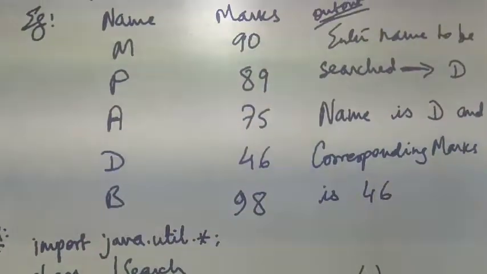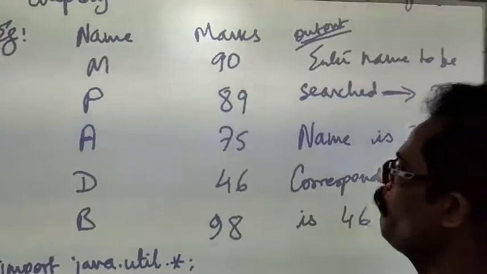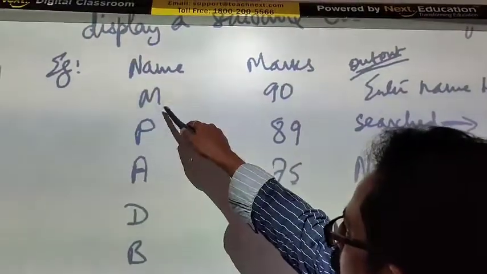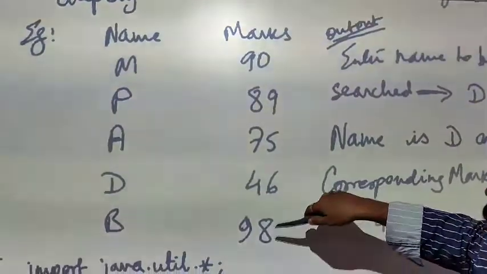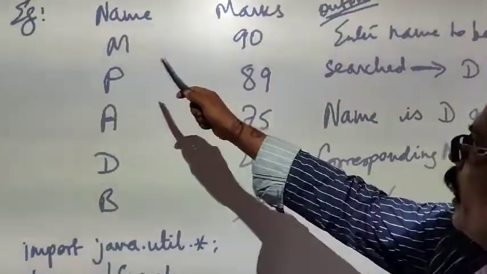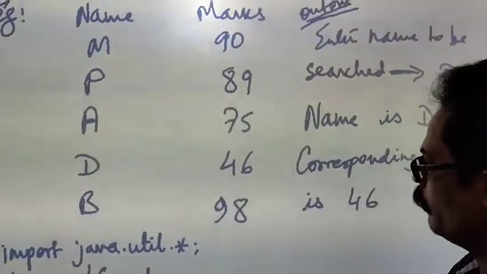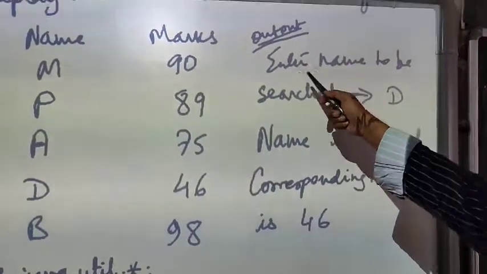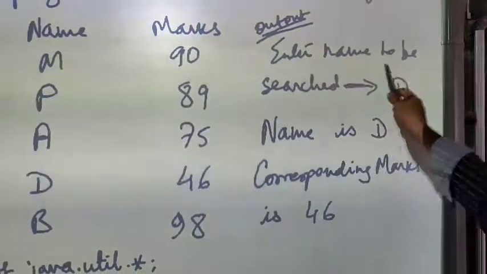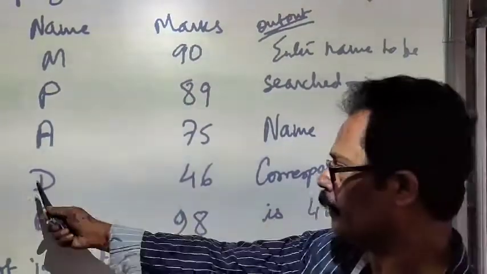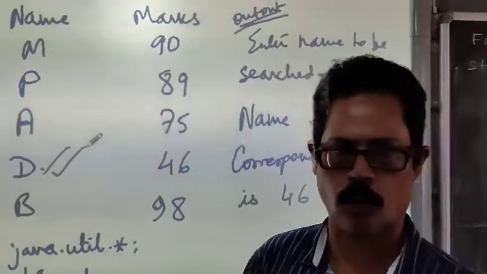Now look here, I have taken an example. I cannot take 20, so I took just 5 of them. So the names are M, P, A, D, B, and the corresponding marks are written over there. M has 90, P has 89, A has 75, D has 46, and B has 98. Now when I am executing the program, I want it to run this way. Enter name to be searched. Suppose I want to search for D. Whether D is present in the array or not?